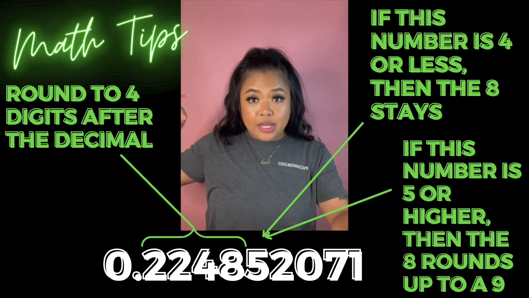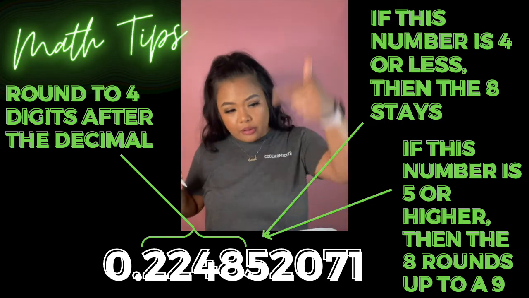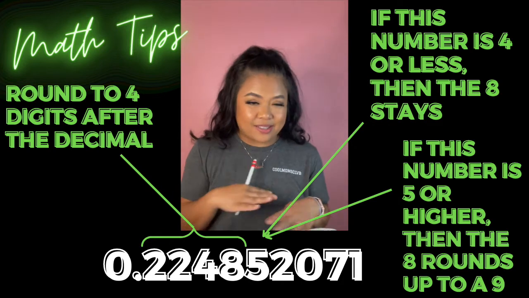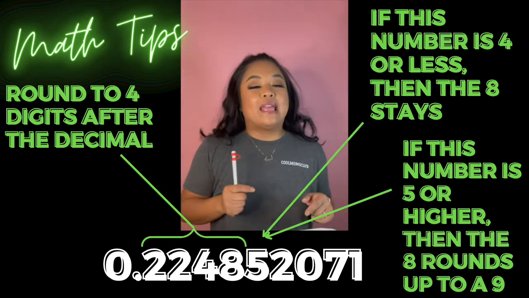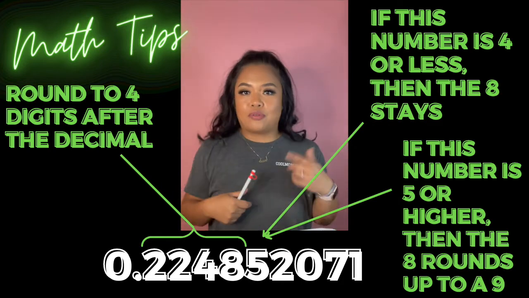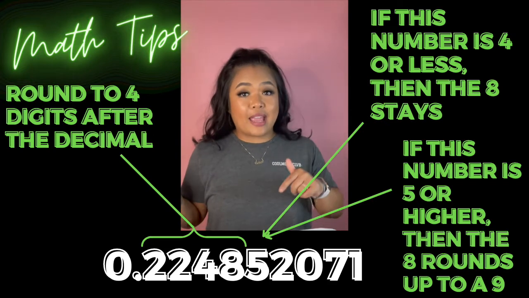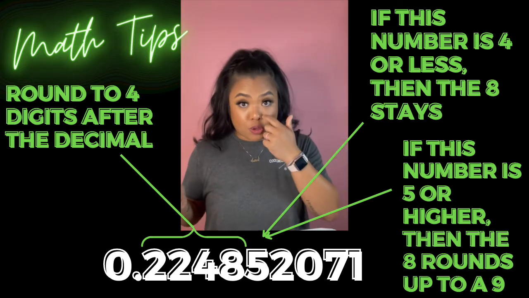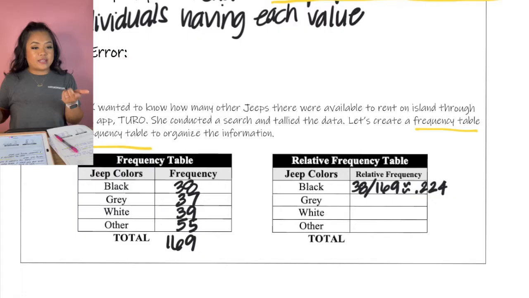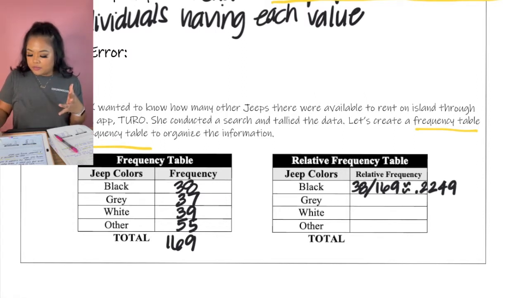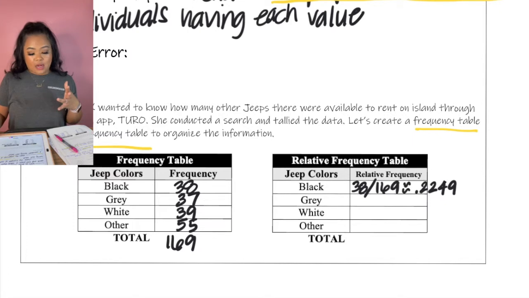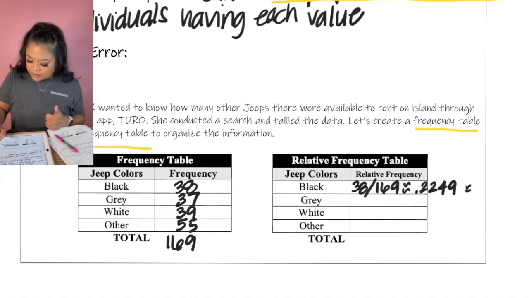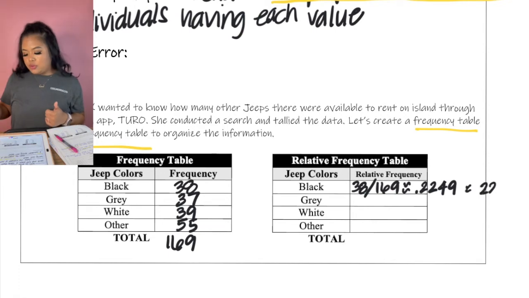So the rule is if it's 4 or below, the 8 stays, right? Safe, keep the 8. If it's 5 or up, so 5, 6, 7, 8, or 9, then that 8 becomes a 9. It gets pushed over to become a 9. So in this case, it's going to become a 9 because 5 is 5 or greater. Okay, so we're going to round that off to 0.2249. Then we move that decimal 2 spaces to the right for 22.49%.